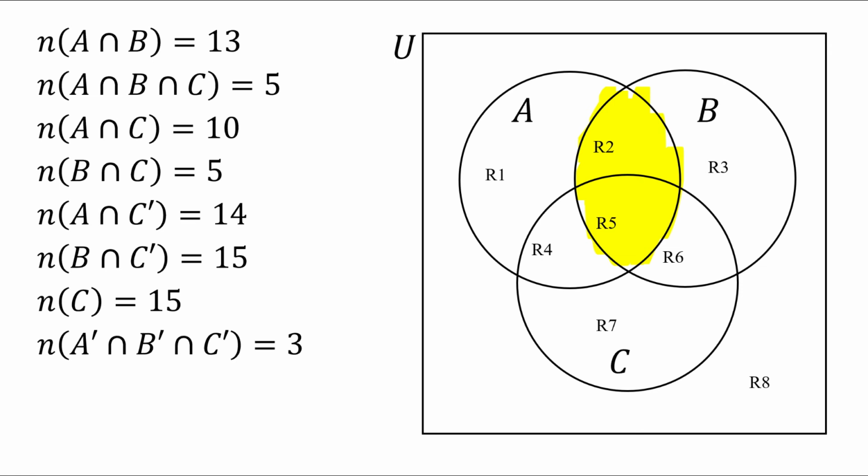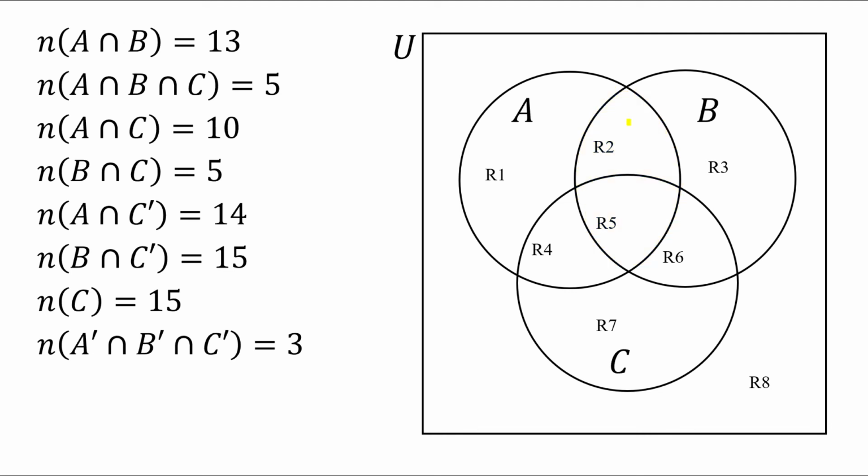Is it 1 and 12? Is it 5 and 8? Is it 3 and 10? We have no idea. But we do know it's regions 2 and 5. So A intersect B includes A intersect B only, not in C, but also A intersect B that is in C, because it doesn't say whether set C is included or not, so it includes both.